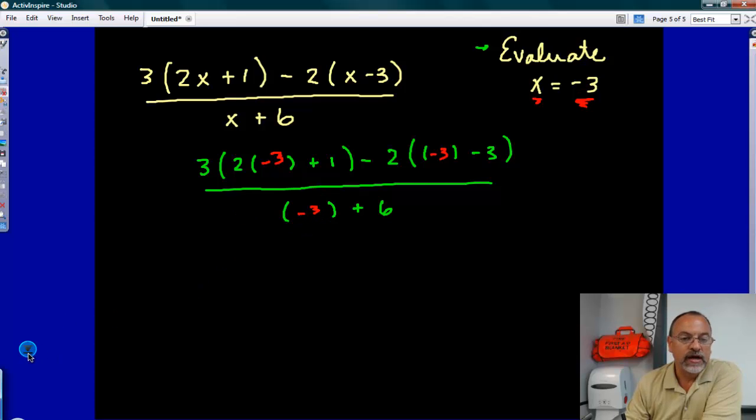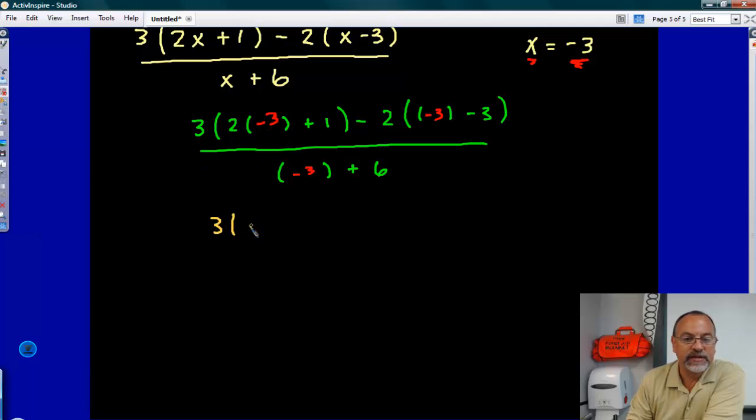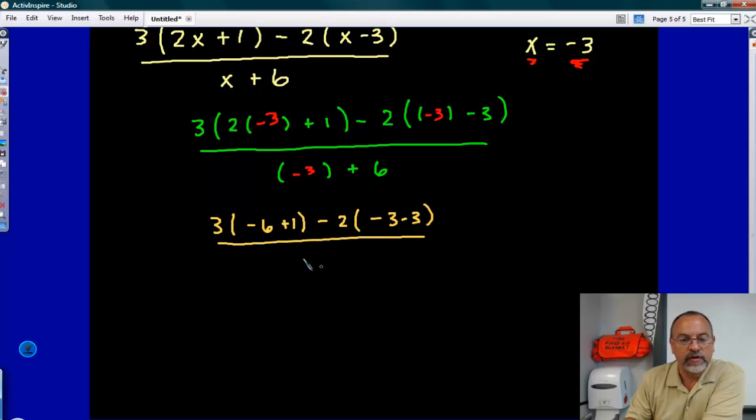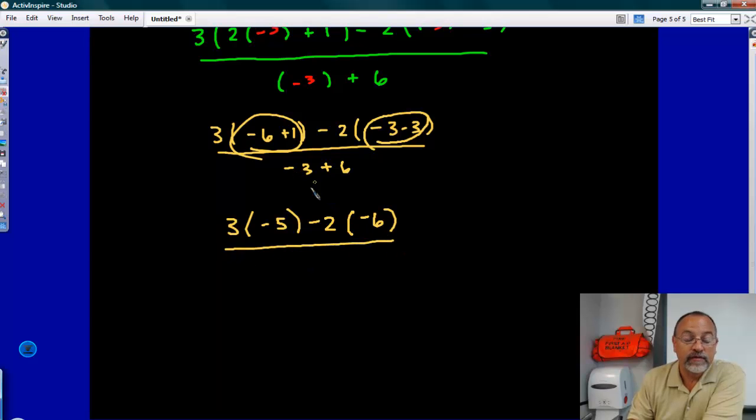Now that I've substituted in, I can go ahead and simplify this. Okay, again using my order of operations. So I've got a 3, and then I got 2 times negative 3, which is negative 6 plus 1, minus 2, and then this is just going to be negative 3 minus 3, all of that over negative 3 plus 6. Okay, then I'm going to go ahead and work inside the parentheses here. So it's 3 times, when I add these together, I'm going to get negative 5. Minus 2 times, I add these parentheses together, I get negative 6. All of that over negative 3 plus 6, which is 3.